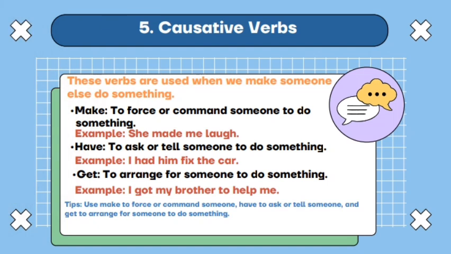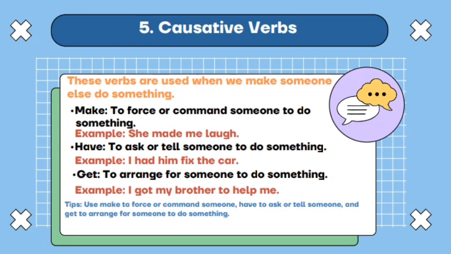And last is causative verbs. These verbs are used when we make someone else do something. First is make, to force or command someone to do something. Example: she made me laugh. Second is have, to ask or tell someone to do something. Example: I had him fix the car. And third is get, to arrange for someone to do something. Example: I got my brother to help me.